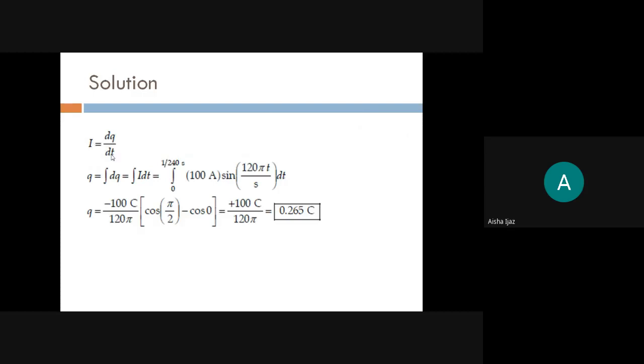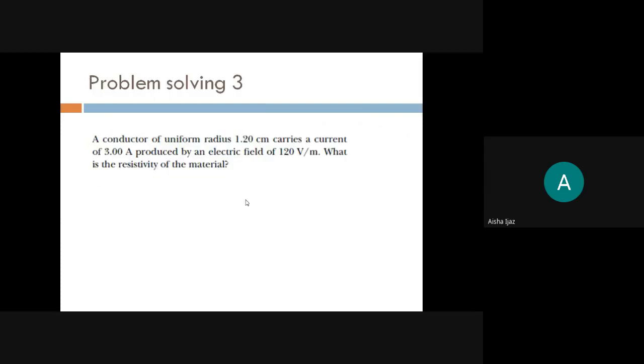The charge will be the integral of I dt, and the integration limit is 0 to 1 divided by 240 seconds. The current maximum value is 100 ampere, sine 120 pi t into dt. And you know the integration of the sine is minus cos. How will you get it? Because the derivative of sine is cos, and of cos is minus sine, the integration of sine will be minus cos here. If you put in the limit 1 divided by 240 seconds minus 0, you will get 100 divided by 120 pi. Just check it at your home. It should be 0.265 coulombs.